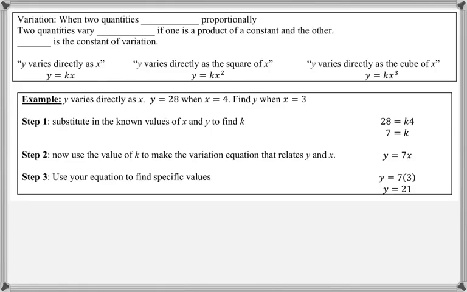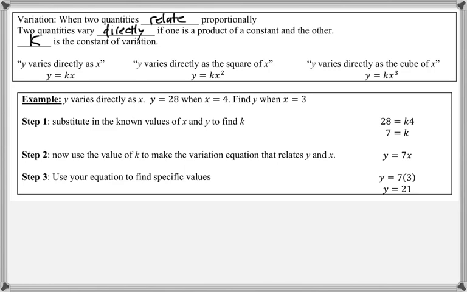The next topic in section 7.5 is variation. Variation is when two quantities relate proportionally. So two quantities vary directly if one is a product of a constant and the other. And that constant is called k. It's the constant of variation.